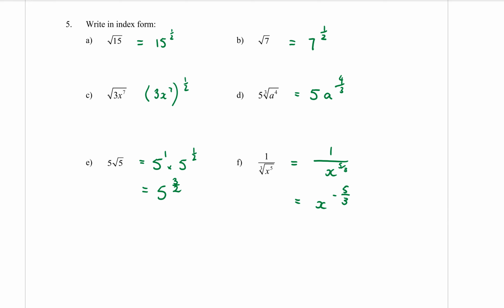Okay? Now, this is extremely important that you get comfortable with moving your indices around. It's going to help you not only in this topic, but in our next topic of differentiation. The differentiating is often not the trickiest part. It's having to rearrange things into forms that you can differentiate using your index laws. So please practice.